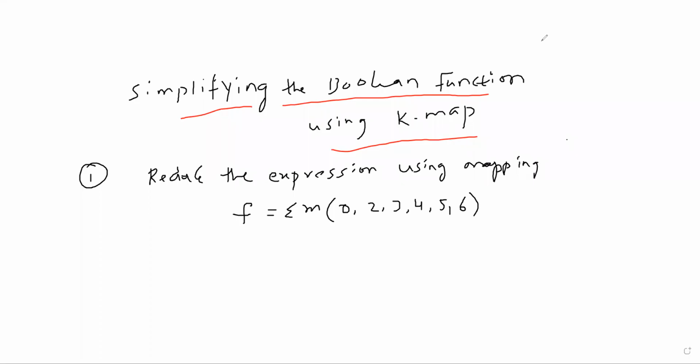Welcome back to the course of digital electronics. Today we will see the topic of simplifying the Boolean function using mapping. Okay, this is the topic we are going to see here, simplifying the Boolean function using mapping.